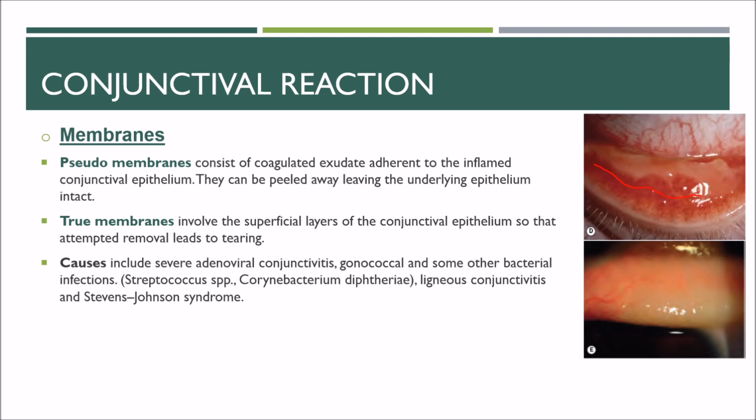The distinction between a true membrane and a pseudomembrane is rarely clinically helpful, and both can leave scarring following resolution. Causes include adenoviral conjunctivitis, gonococcal and some other bacterial infections, streptococcus, Corynebacterium diphtheriae, ligneous conjunctivitis, and Stevens-Johnson syndrome. In the second figure, you can see the scarring here following the removal of the membrane.